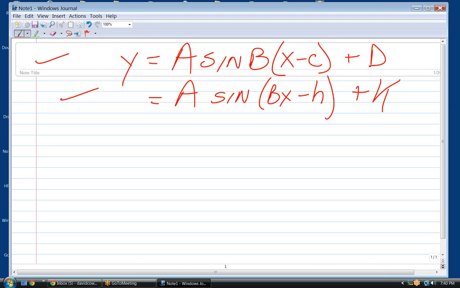So it depends on what they give you, and either one is just as valid as the other, but it depends on the sinusoid function they give you. You have to make sure you know whether that B is inside or outside the parentheses, because it will affect the phase shift. It will not affect the period. The period's going to be the same regardless, but it definitely affects the phase shift.